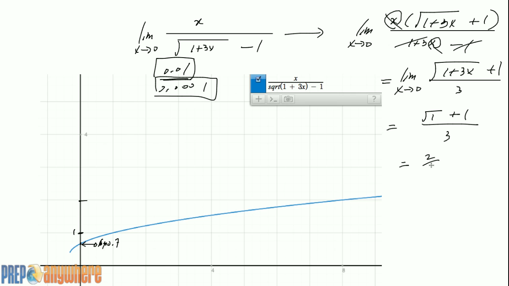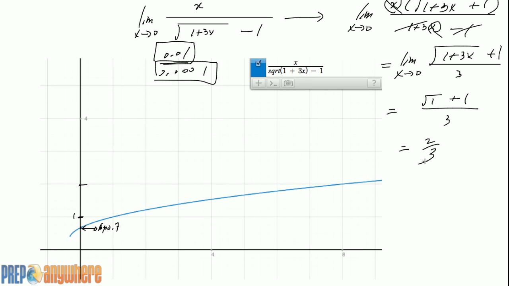So actually the accurate value is 2 over 3, right, which is 0.66666, and so on. So my guess looking at this graph was pretty good.